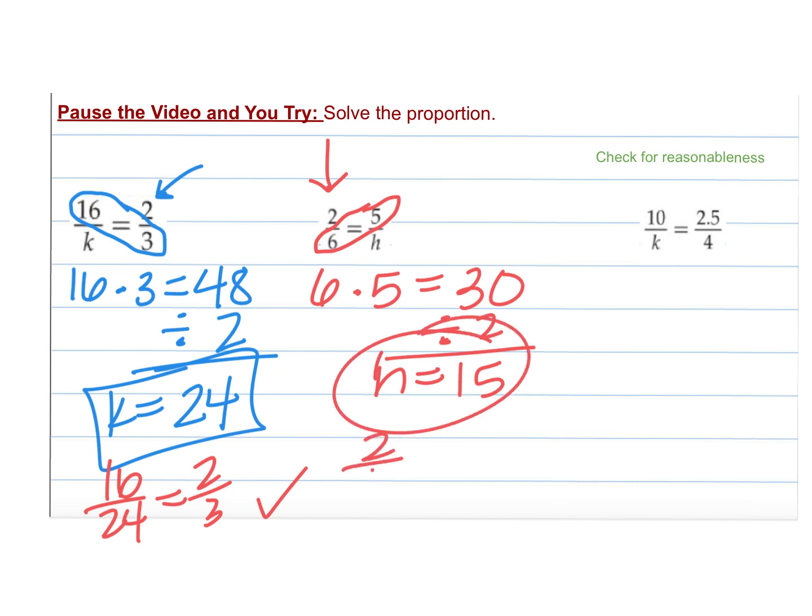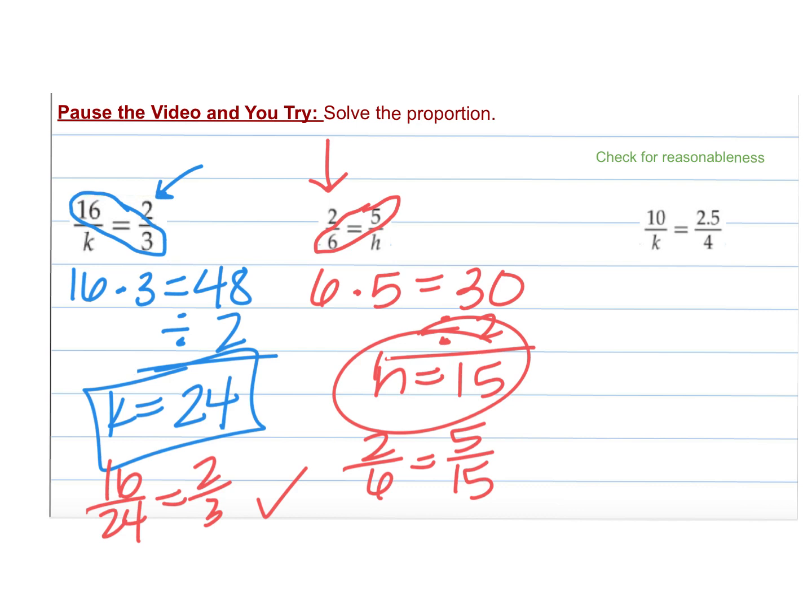And then 2 to 6 is the same as 5 to 15. 2 divided by 6 is 0.3 repeating. 5 divided by 15 is 0.3 repeating, so they're the same. Pause and do the last one on your own really quick.